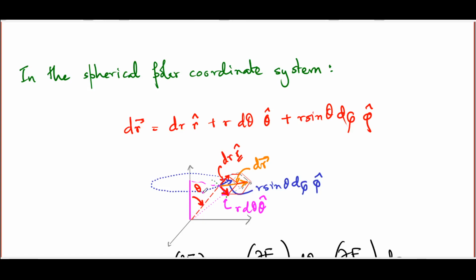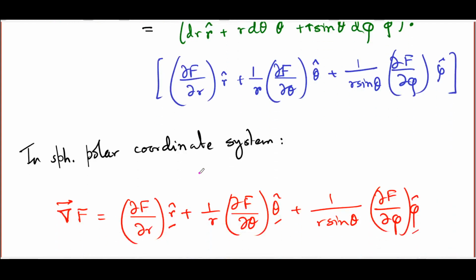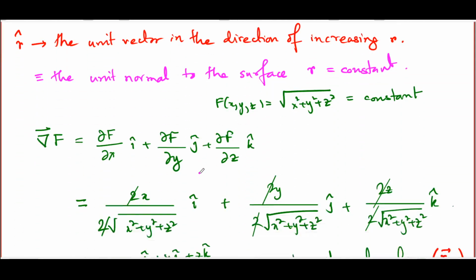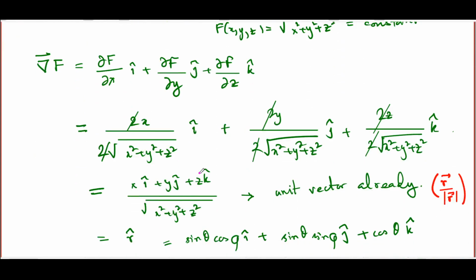So the square root of x square plus y square is this length, this is z. So tangent of theta is given by the square root of x square plus y square over z, as we have stated. So what we need to do is treat this tan inverse of the square root of x square plus y square by z as a function which defines the surface of constant theta, and we move away from that in the direction of increasing theta, we should get theta hat.